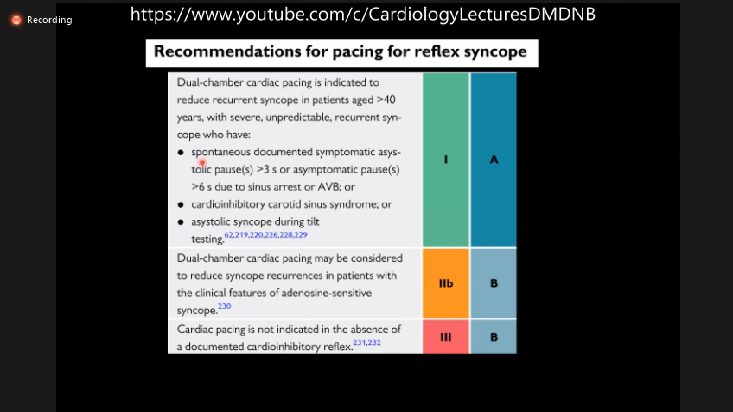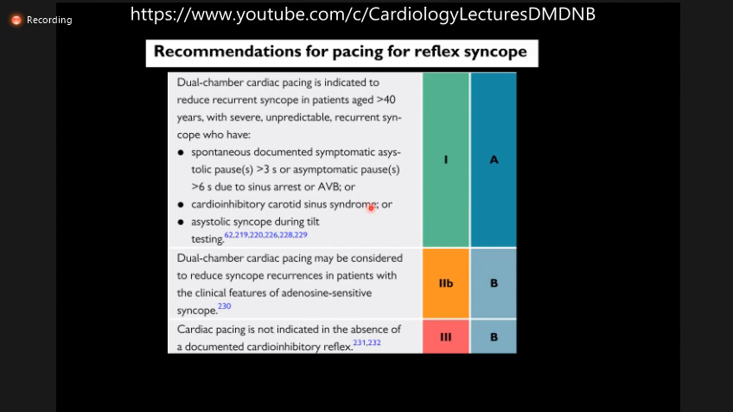Now, especially when they have spontaneous documented symptomatic asystolic pauses of more than 3 seconds or asymptomatic pauses of more than 6 seconds, which could be due to a sinus arrest or AV block, or they may have the cardioinhibitory subtype of carotid sinus syndrome, or during tilt testing they had asystolic syncope. So when one or more of these factors are combined with the clinical picture of multiple, recurrent, often unpredictable episodes of syncope, there's a fair level of evidence to go ahead with dual chamber permanent cardiac pacing.